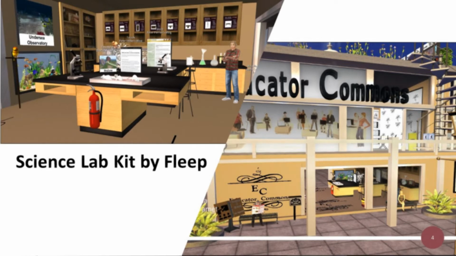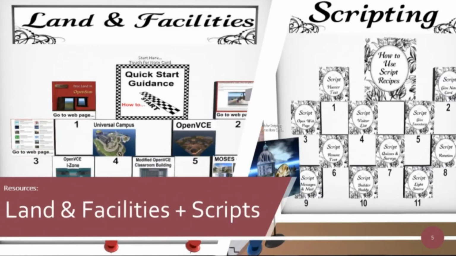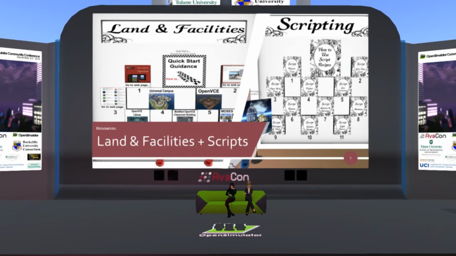If we move upstairs, the resources are set up in terms of land and facilities, also scripting. And there's a link to an island in the OS grid. It was previously called Script Library, but is now called Script Magic. Lots of great resources there. And by the way, I went through the Educator Commons this morning and did a little mini test of the resources and links and corrected what I could. But this has reminded me I need to go over there and scrub everything once again.